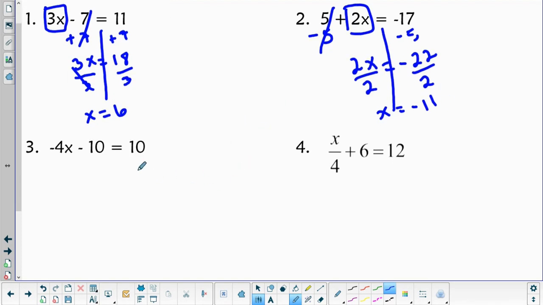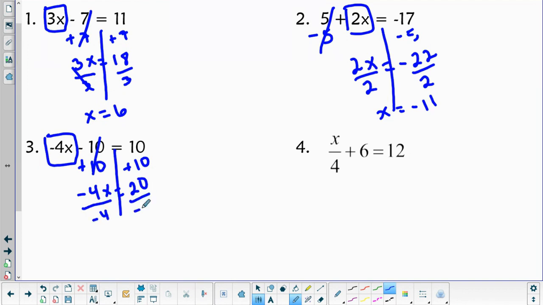All right, let's take a look at these ones. So I have -4 and x are connected. The inverse of subtracting 10 would be to add 10. So we have -4x equals 10 plus 10 is 20. And then the inverse of this multiplication would be to divide by -4. So x equals -5.